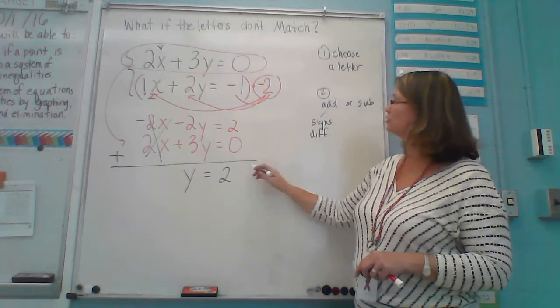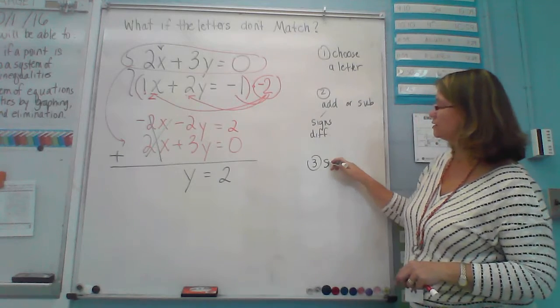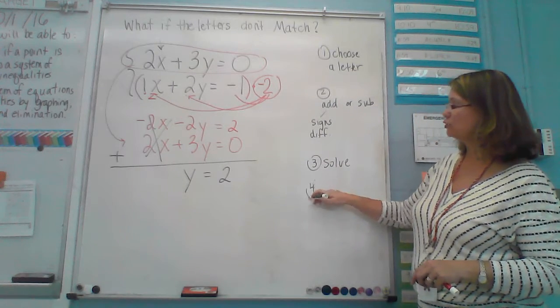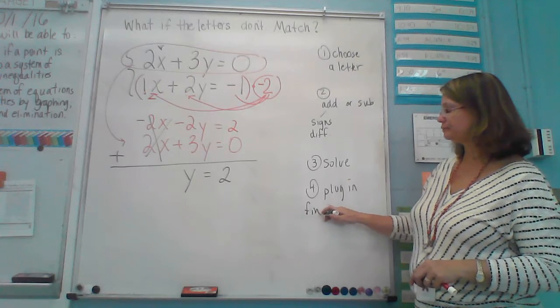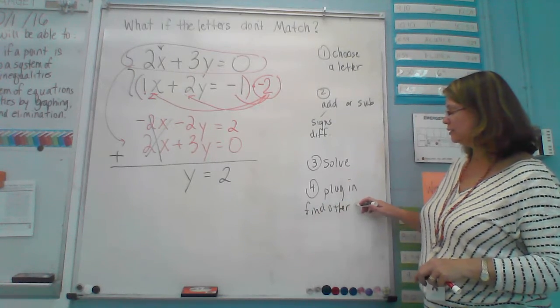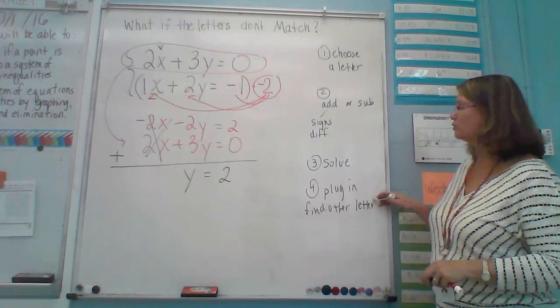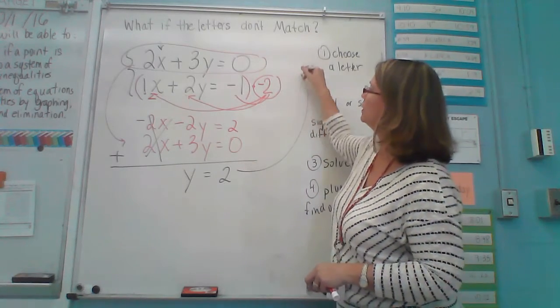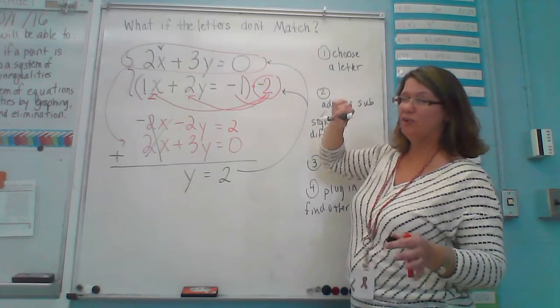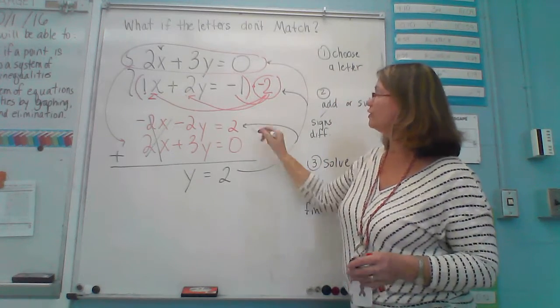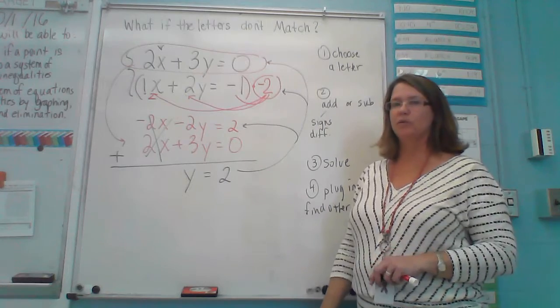Now we're going to take that answer, step number 4, after we solve. We are going to plug that answer in and find the other letter. So here we go. We're going to take this 2. We can go back to the first equation. We can go to the second equation. And you know what's even weird? We can go to that third equation that you got after you did all that multiplying.